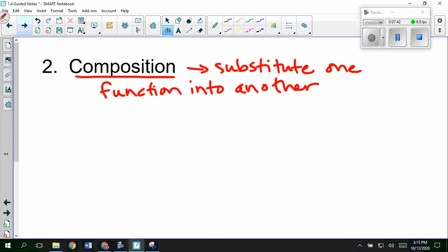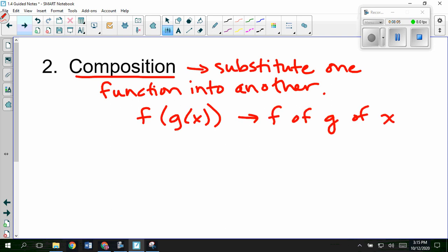So the notation that we use to make this look different than the algebraic combination, and you should have seen this in the past, but sometimes we don't use it all that often, is f of g of x. I'm going to write that down here as well. F of g of x. Kind of a tongue twister here.